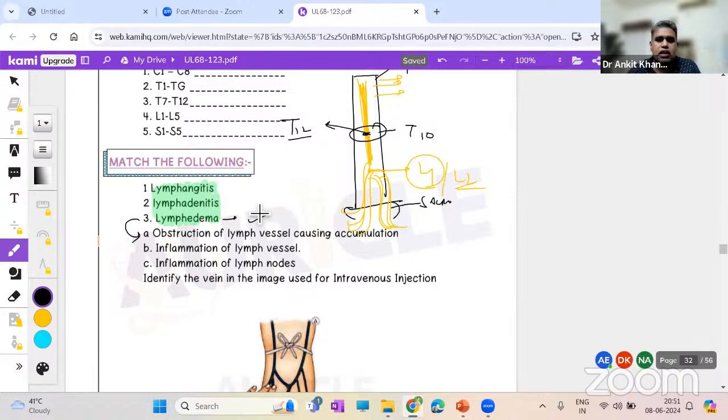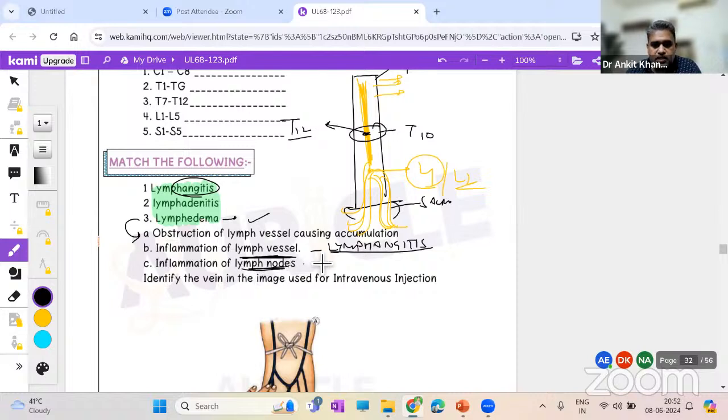Do remember, inflammation of the lymph vessel is lymphangitis. Remember this point, and how it is seen as red streaks on the skin. You might sometimes see a patient whose lymphatic vessel is inflamed. They appear as red streaks wherever the lymphatic vessel has been inflamed.